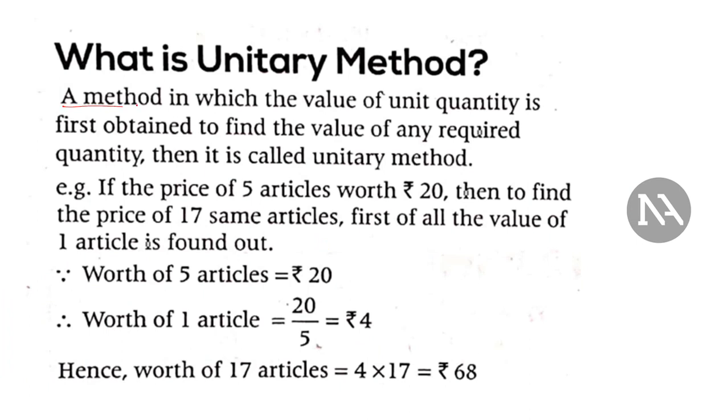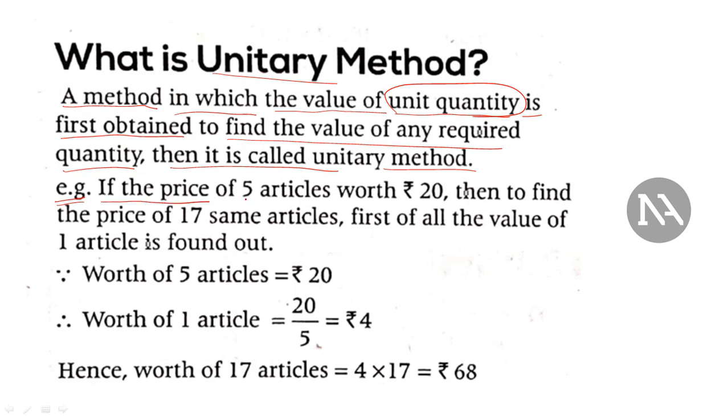A method in which the value of unit quantity is first obtained. So that's why the method is called unitary method. First we have to find out the unit quantity. What is the purpose of finding the unit quantity? It is to find the value of any required quantity. Then this method is called unitary method. This you can easily understand from this example.